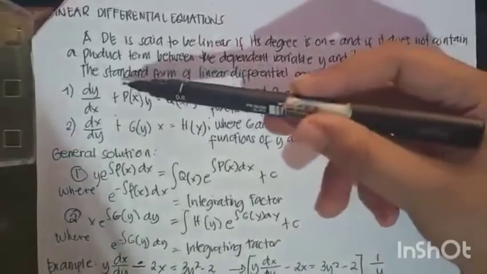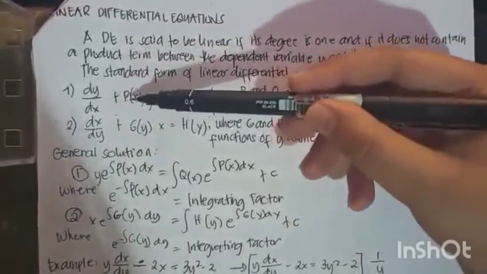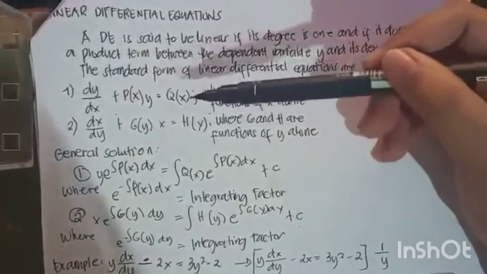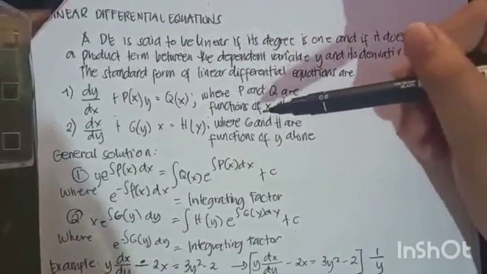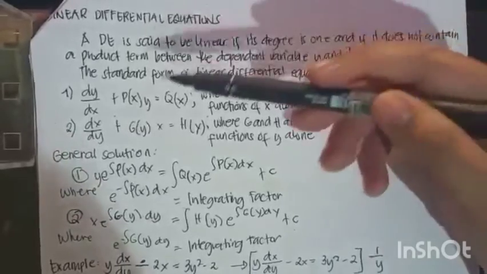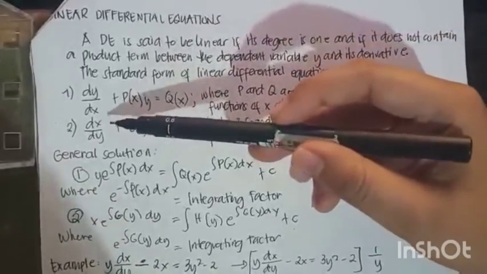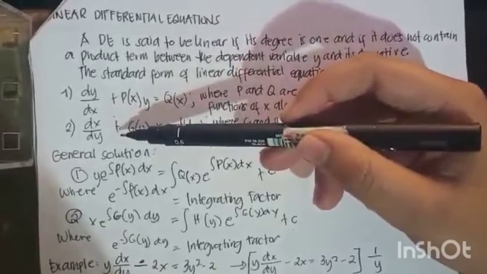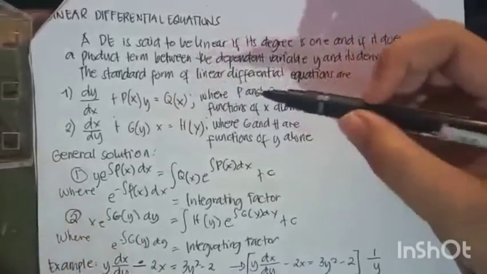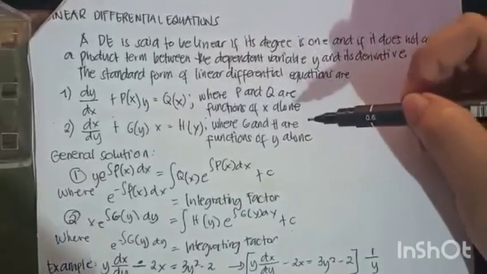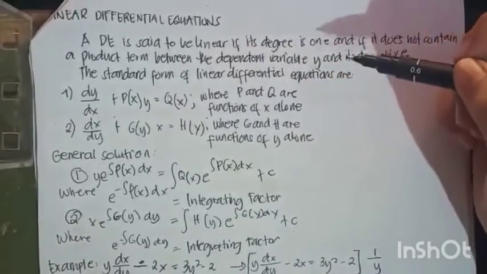So, ngayon po, meron po tayong standard form ng linear differential equation natin. So, ito po yung una, dy over dx plus p of x times y equals q of x, where p and q are functions of x alone. So, pangalawa naman po, ang dx over dy natin plus g of y times x equals h of y, where g and h are functions of y alone.